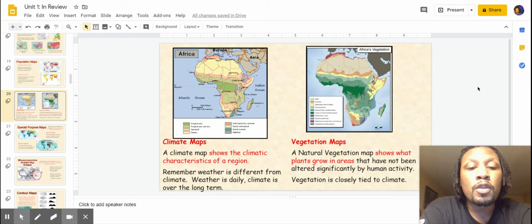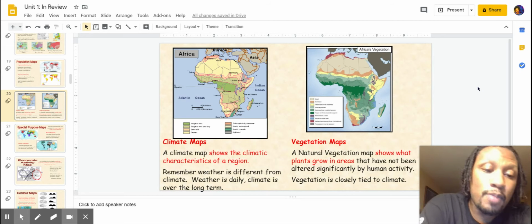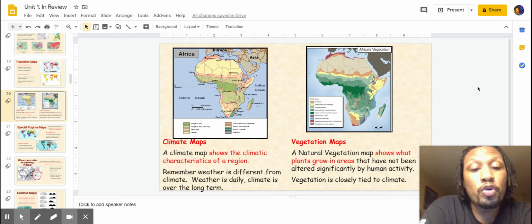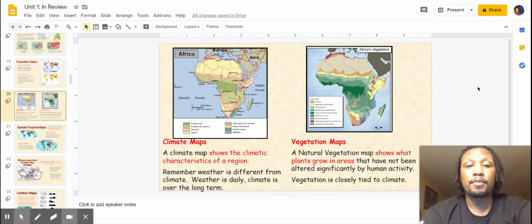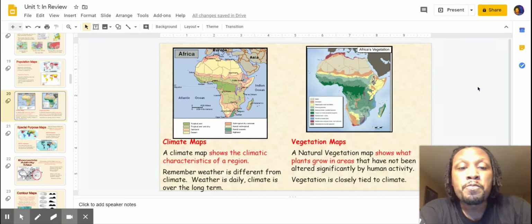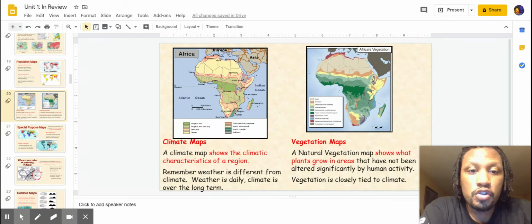Okay, vegetation maps. A natural vegetation map shows what plants grow in areas that have not been altered significantly by human activity. Vegetation is closely tied to climate. All right, so that just reiterates what I just talked to you about, but what I'm about to do is put it in presentation mode.